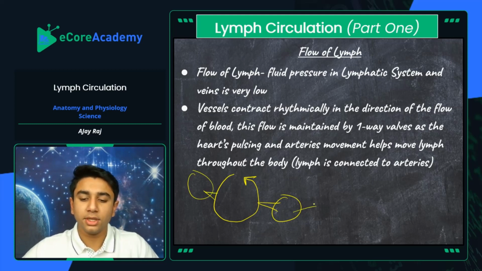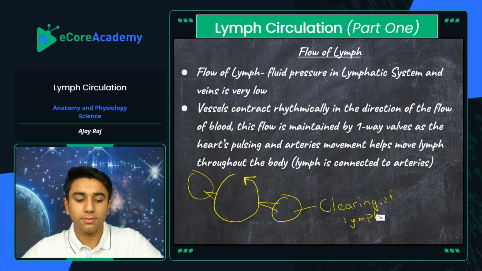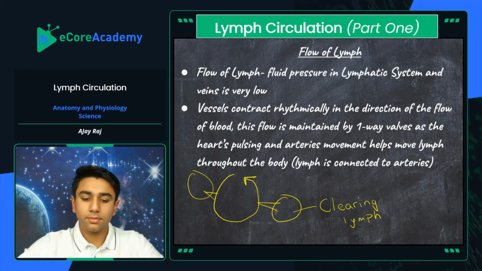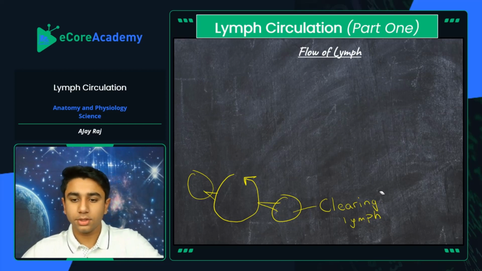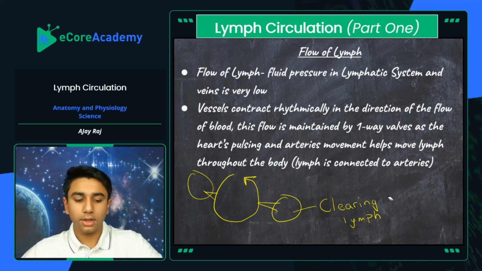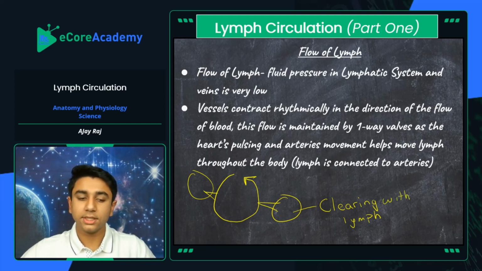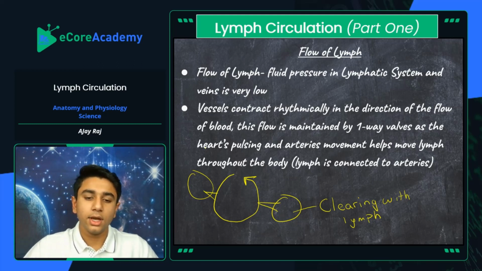So one property has to be the clearing of lymph, meaning using lymph to clear out other fluids. So clearing with lymph, I should say, with lymph. I apologize. So clearing with lymph, that's clearing out all of the fluids, say for example lactic acid, all those different types of fluids, and I'll get into exactly what the types of fluids are in our next video in this lymphatic system series.